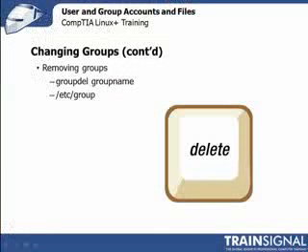Let's say that Global Mantics has decided to hire an outside accounting firm and they no longer need an internal accounting group. To remove that group, you use the command groupdel. The syntax is groupdel, GROUPDEL, space group name. You can also make this change directly in the file etc group. Let's go back to our terminal window and take a quick look at this.